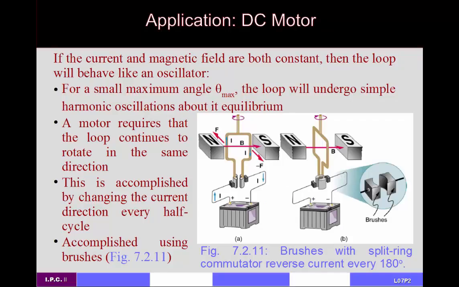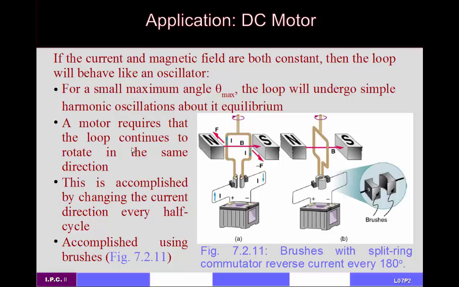So I wanted to talk about a few interesting applications of the magnetic field acting on a current carrying conductor. And the first one of those applications is the DC motor. So you have a current, you have a magnetic field, both are constant. And what will happen is the loop itself, if perturbed from one of those equilibrium positions, is going to act like an oscillator. And if you have a small maximum angle, a small initial displacement from equilibrium, theta max, then it's actually going to undergo simple harmonic oscillation.